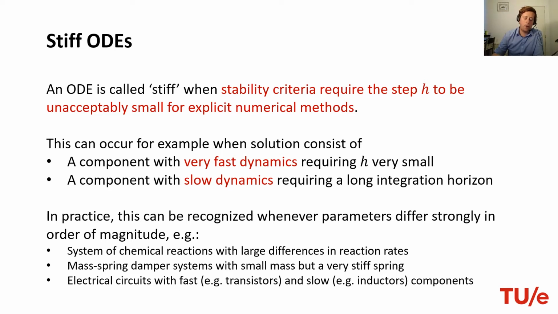This can occur in a lot of cases when your solution consists of two parts, where one part has very fast dynamics, and those fast dynamics tend to require a very small time step. But there's also a component that has very slow dynamics. This means that at least part of the solution varies only very slowly with time or with x. So that requires a very long integration horizon in order to get to a steady state or in order to capture the main dynamics of your system.